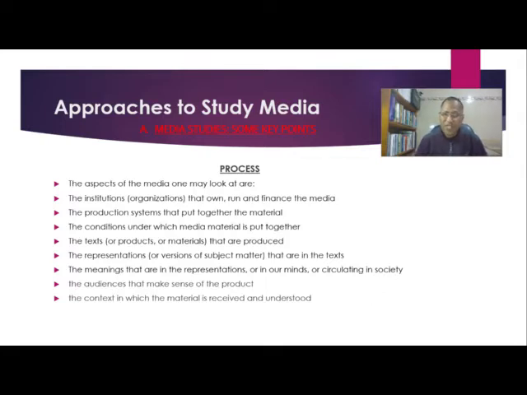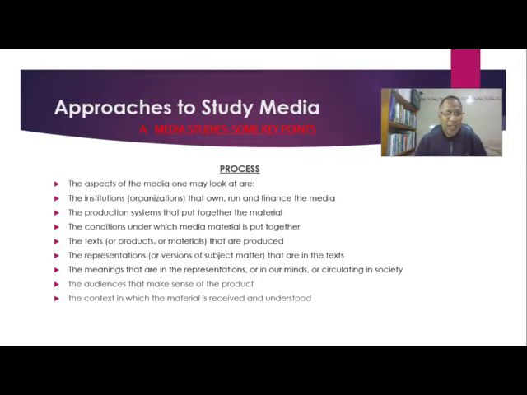And next, of course, the representation that are in the text. This has to do with some ideologically oriented assumptions, which are very important in societies because representation, I think, is something that has been studied a lot and has been investigated by a lot of scholars, and it has helped us to understand what's really going on in various societies, and most importantly, the meanings that are in the representation or in our minds or circulating in society. Here we are referring back to what we call the mainstream culture, the mainstream ideas and knowledge that exist in society.